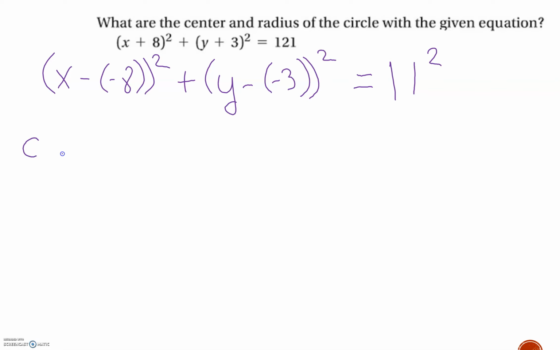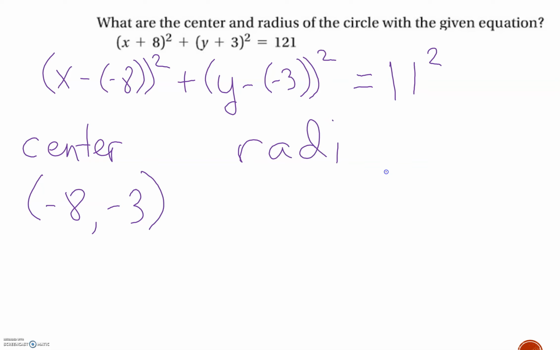So our center is (h, k), and our h is what we're subtracting from x, so that would be negative 8. And our k value is the number we're subtracting from y, so that would be negative 3. And then, remember the right-hand side is the radius squared, so our radius here is going to be 11.